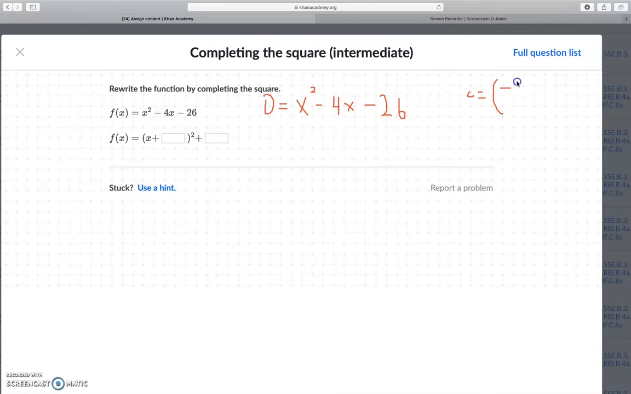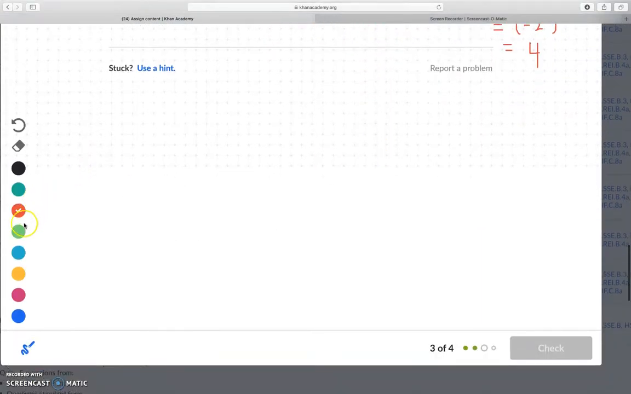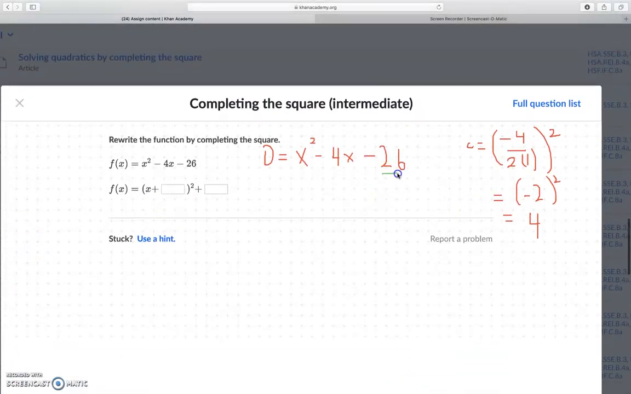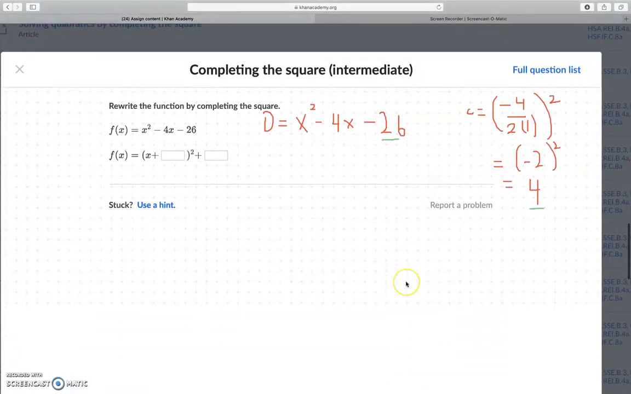B is -4 over 2 times a, which is, in this case, 1 to the power of 2. Okay, that's 2 times 1 is just 2. -4 divided by 2 is -2 to the power of 2. That's going to be +4. Now that does not match up with this -26. So those don't match up.